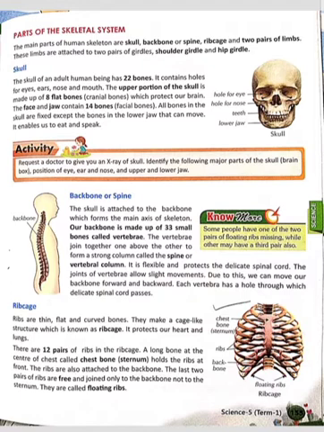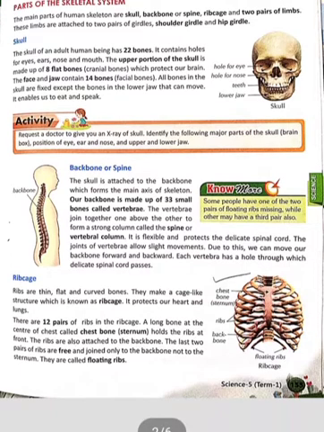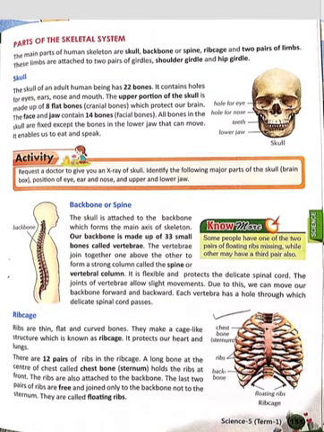Now the second is the backbone or spine. Just below the skull is the backbone or the spine. The skull is attached to the backbone, which forms the main axis of the skeleton. Our backbone is made up of 33 small bones. It is not one straight bone just like a ruler. It is not a straight single bone. It is made up of 33 small bones which are interconnected to each other.